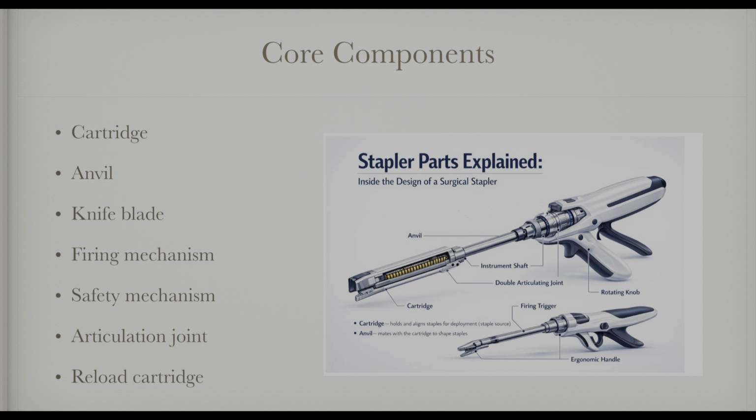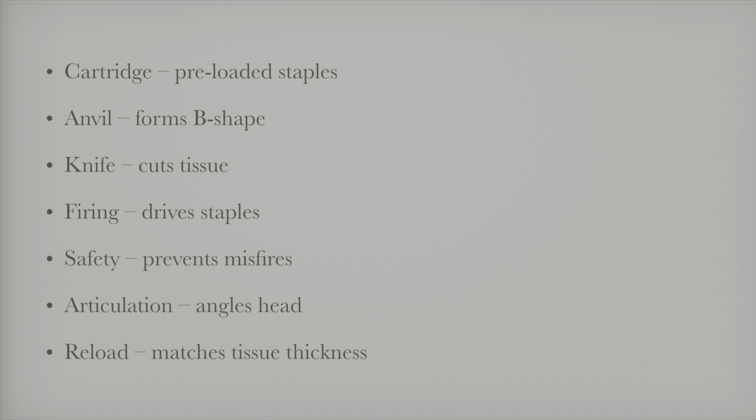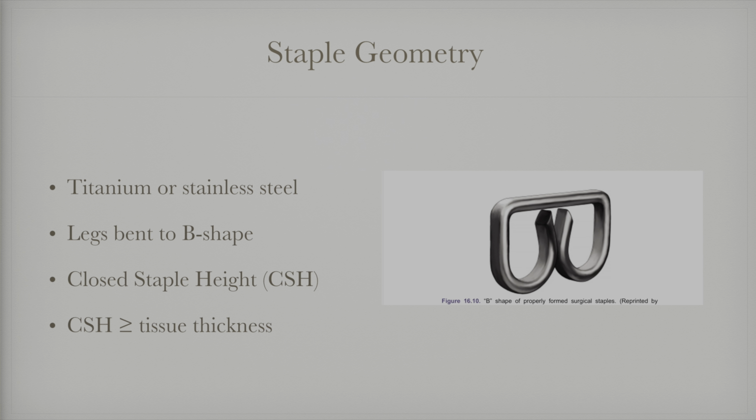The core components of the cartridge are the anvil, knife blade, firing mechanism, safety mechanism, articulation joint and a reload cartridge. The cartridge is the preloaded stapler. Anvil forms the B shape. Knife cuts tissue. Firing drives the staples. The safety prevents misfires. Articulation angles the head. Reload matches tissue thickness.